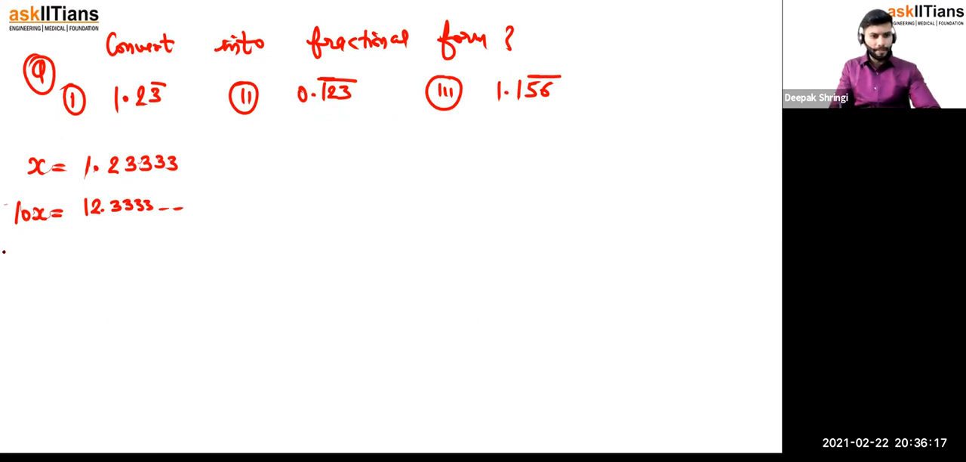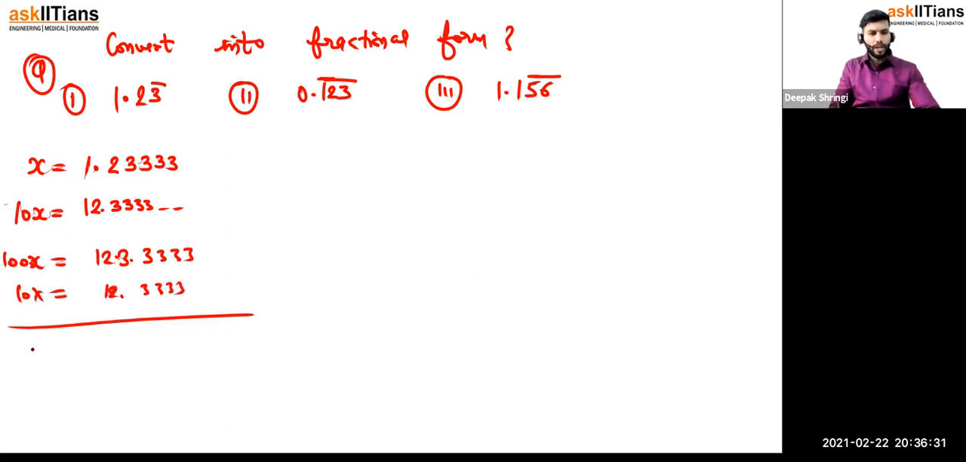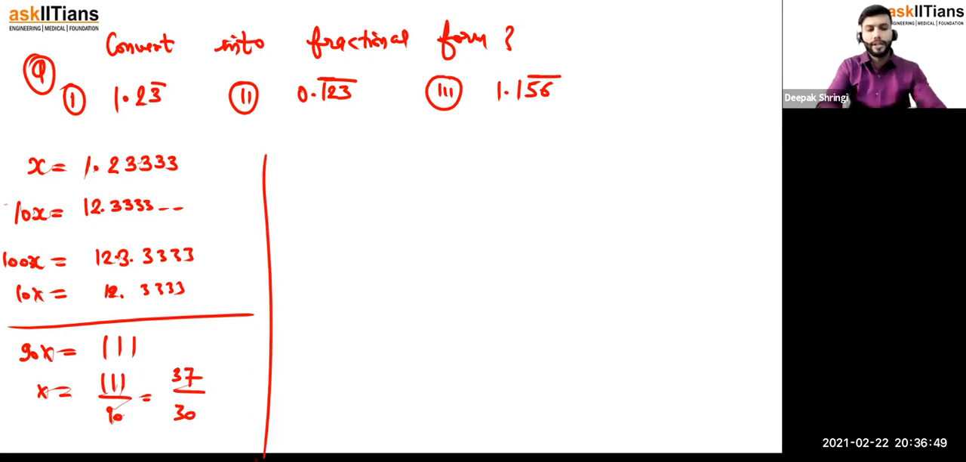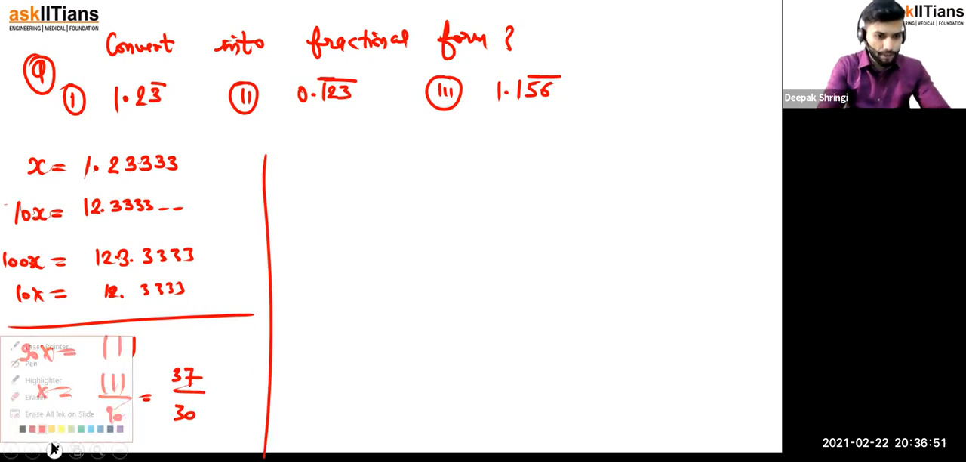One digit is repeating, multiplied by 10. You get 100x equals 123.33333. We'll write it over here. It would become 10x equals 12.33333. Subtracting, you will get 90x equals 111, right? So x would be equal to 111 by 90, and that can be written as 37 by 30. So the answer is 37 by 30. Got it? Okay. Let's move forward.